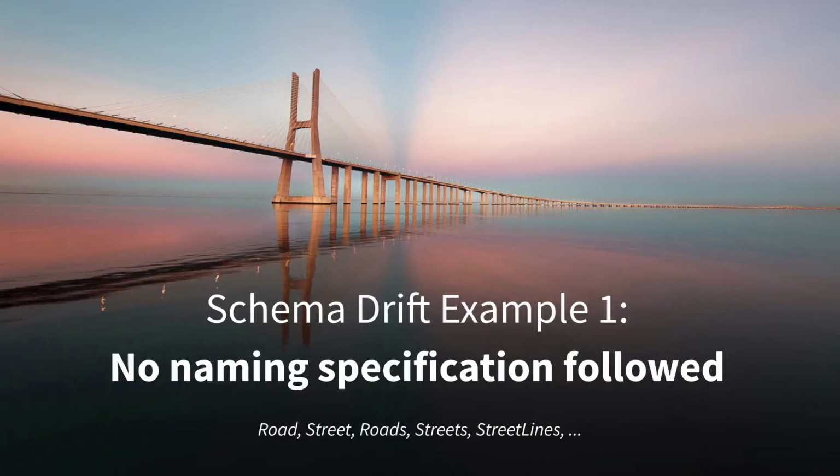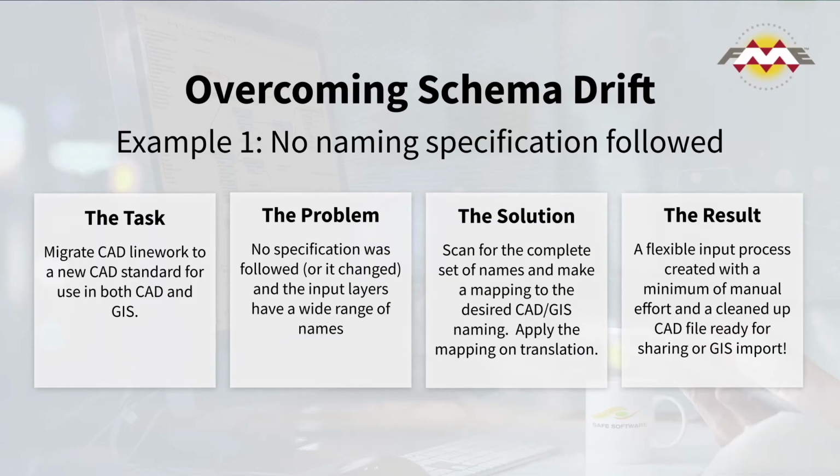Now, in the case of CAD files, there's a number of ways that this can happen, but one that's very common in kind of Wild West CAD shops is that there's no naming convention for the layer names. And so in this example, we've got roads and streets and roads and road and street lines and you name it. And we want to smarten that up and have a proper specification so we can ultimately go either to CAD or to GIS. So here we first want to migrate the CAD line work to a new CAD standard, and then we can go and use it afterwards. So this is actually going to go CAD to CAD to clean up the schema mess.